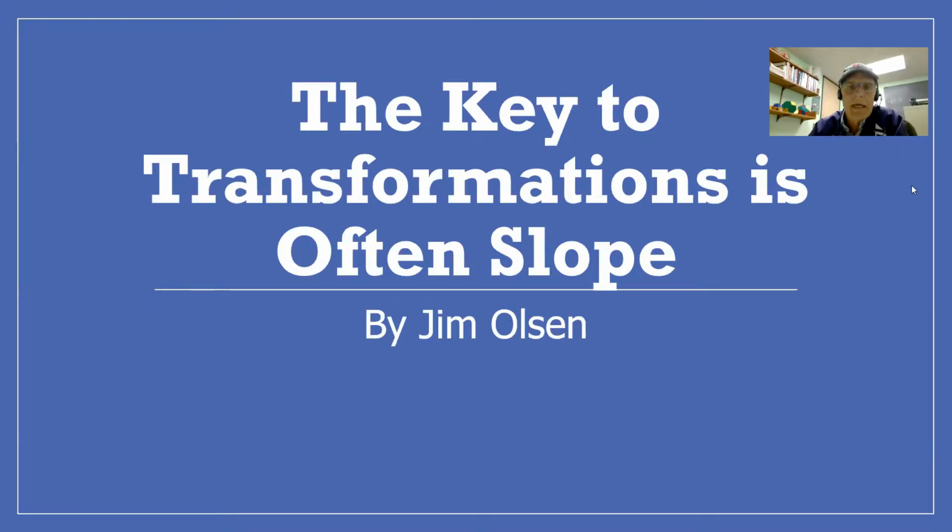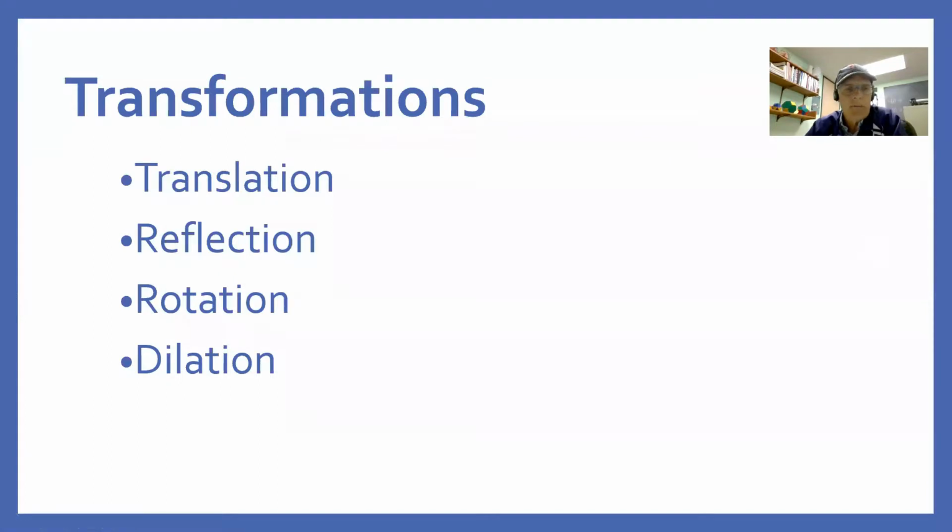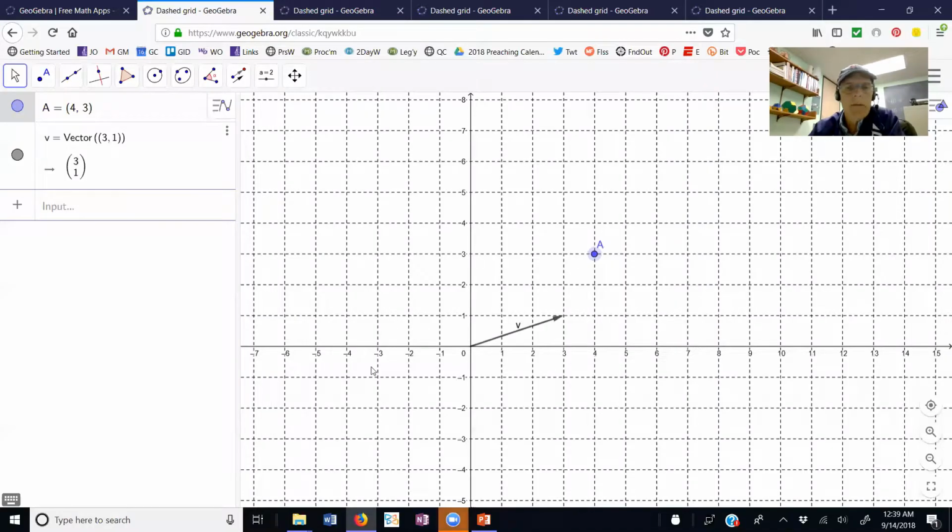Hello. In this video, I'm going to be talking about transformations and explain how it often comes down to slope. I'm going to be looking at translations, reflections, rotations, and dilations. I'm going to start with translation.